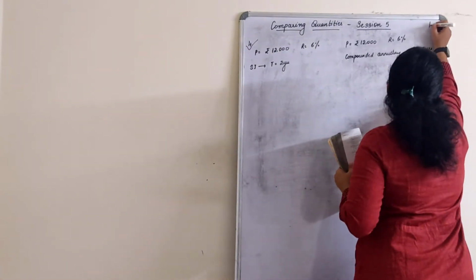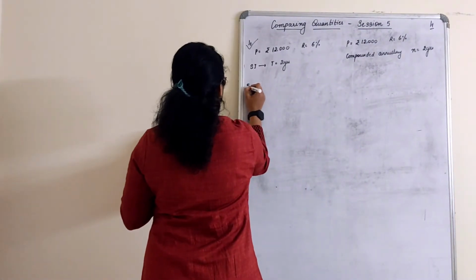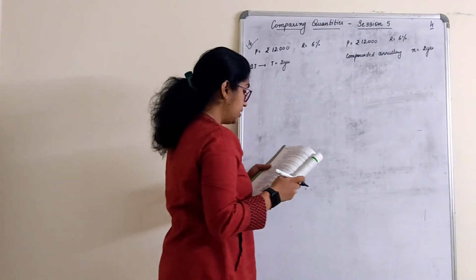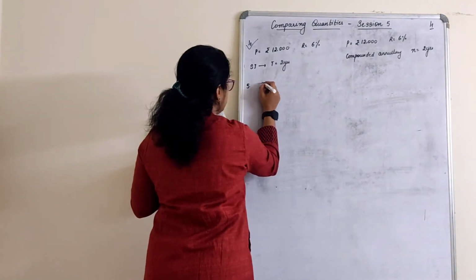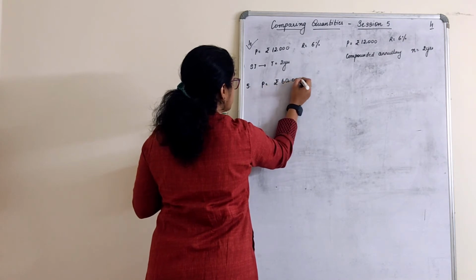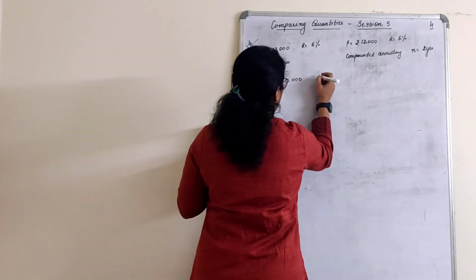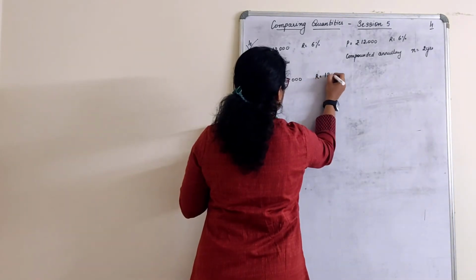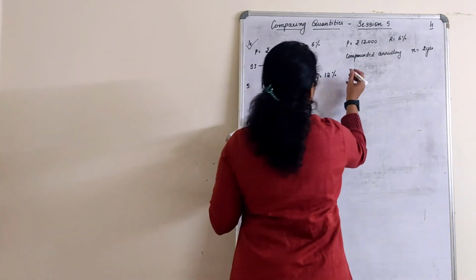Fourth one. Okay. Fifth one, we'll do it now. Vasudevan invested rupees 60,000. So that is nothing but principal, at an interest rate of 12% per annum, compounded half yearly.